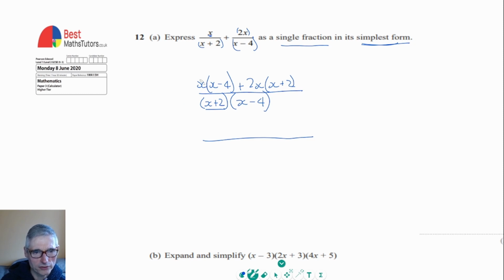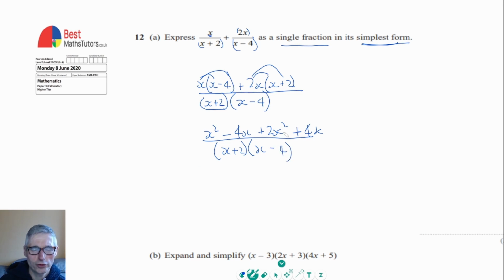So I can see x times x is going to give me x squared. X times negative 4 is going to give me minus 4x. And then for the second part, we've got 2x times x, which is going to give me a plus 2x squared. And then we've got 2x times 2, and that's going to give me positive 4x. And it's still all over the same denominator.